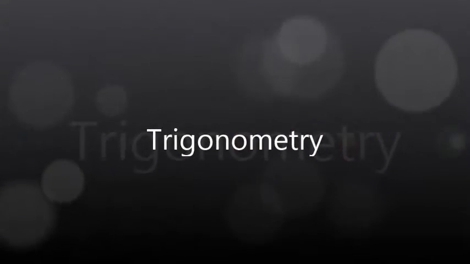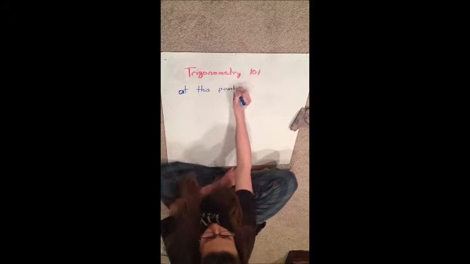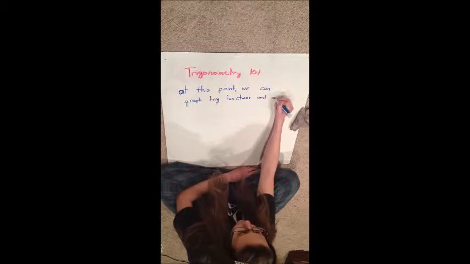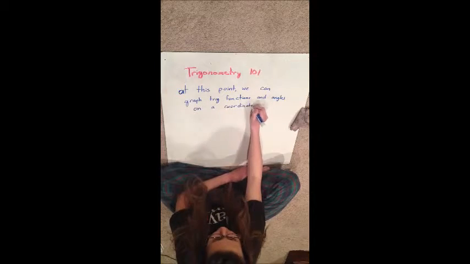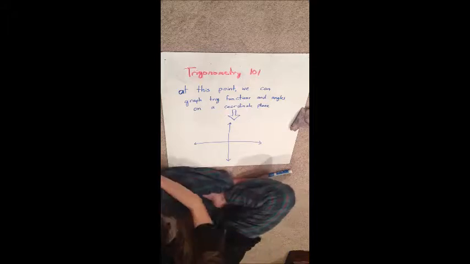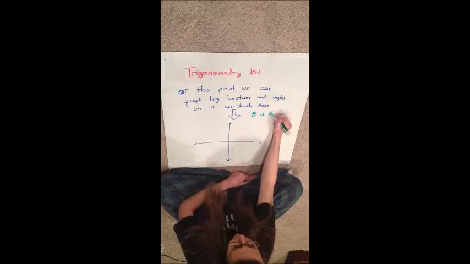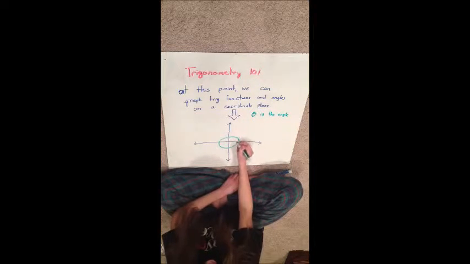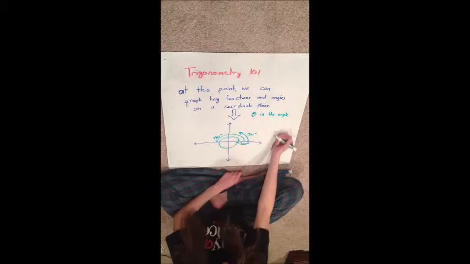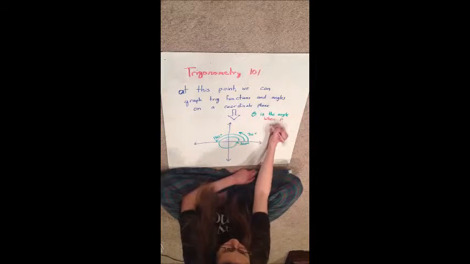Hi, so this is just a basic overview of trigonometry and basic rules of it. At this point, we will be using a coordinate plane to help graph angles and express the ideas, as well as later graphing trig functions. The little O with a hat represents an angle. It's called a theta. Basically, theta is going to be how far around the circle we went.